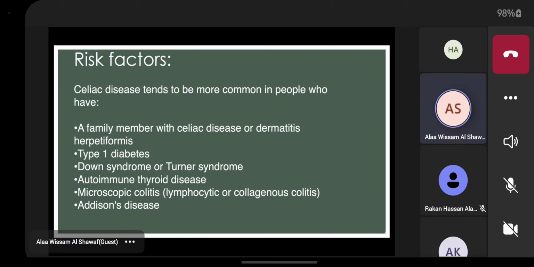We have different risk factors associated with celiac disease, such as a family member with celiac disease or dermatitis herpetiformis, type 1 diabetes, Down syndrome or Turner syndrome, autoimmune thyroid disease, microscopic colitis, lymphocytic or collagenous colitis, and lastly, Addison's disease.